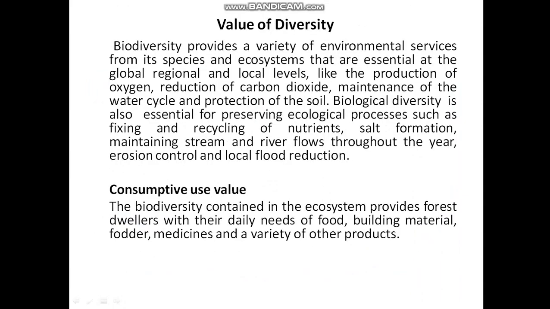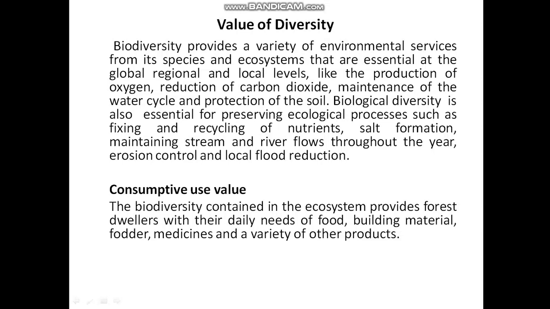Next we go on to the value of diversity. Biodiversity provides a variety of environmental services from its species and ecosystems that are essential at the global, regional, and local levels, like the production of oxygen, reduction of carbon dioxide, maintenance of the water cycle, and protection of the soil.